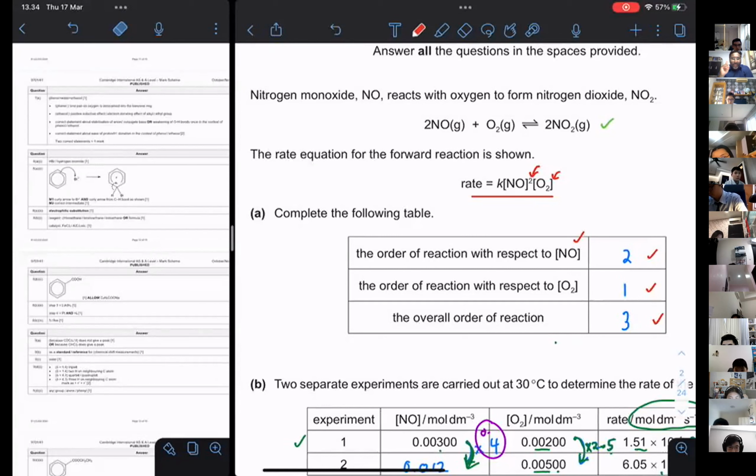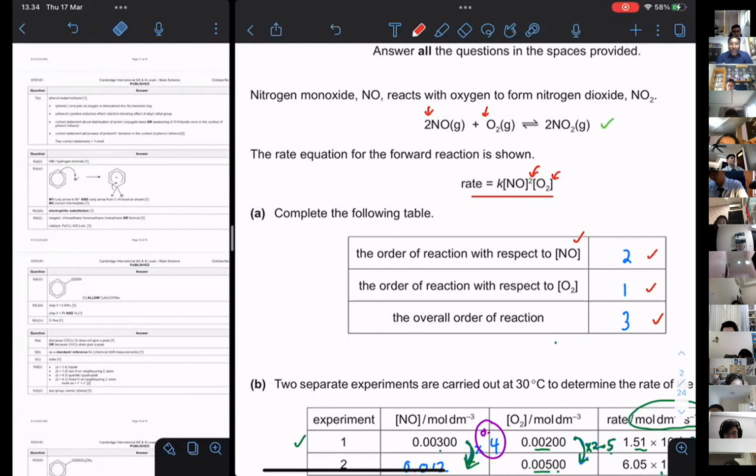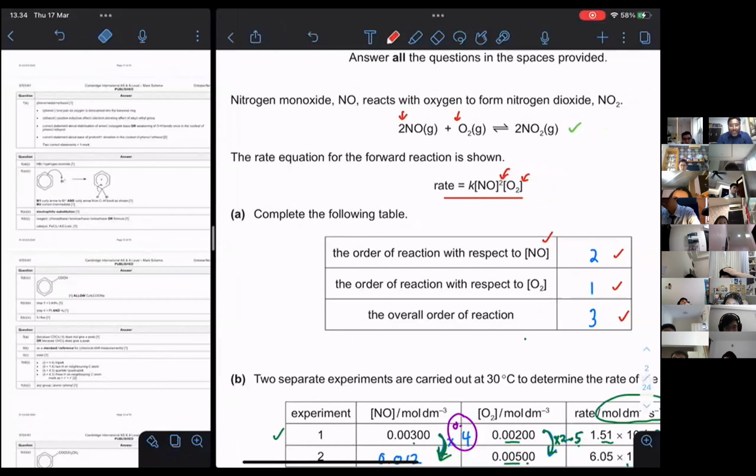As simple as that. But make sure you remember that the numbers 2 and 1, we don't get them from the equation here. We get them from the experimental data. And do remember, not all the time will the reactants be included in the reaction rate equation. Later we will look into what we call the rate determining step, the slower step. There, you need to focus on the stoichiometric equation. I will go through that in a while.